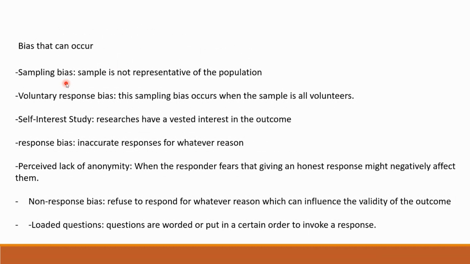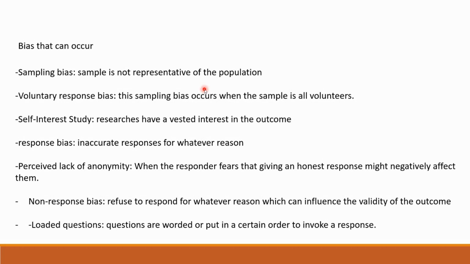For instance, like we said, if you want to get what New York State thinks about Trump, and you only focus on Manhattan, people in Manhattan, that is, that's sampling bias. Voluntary response bias, remember, that's when everyone in the sample are volunteers.